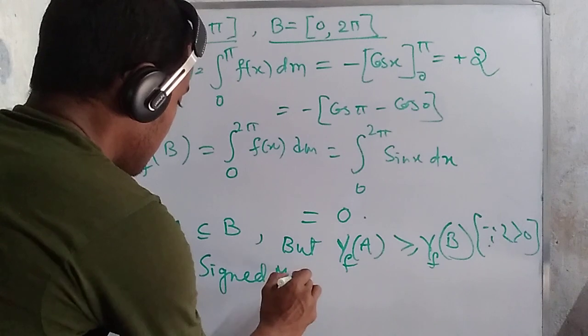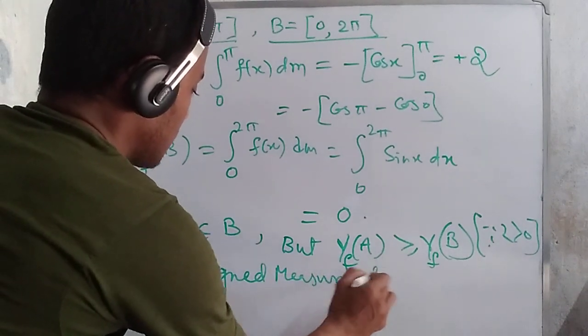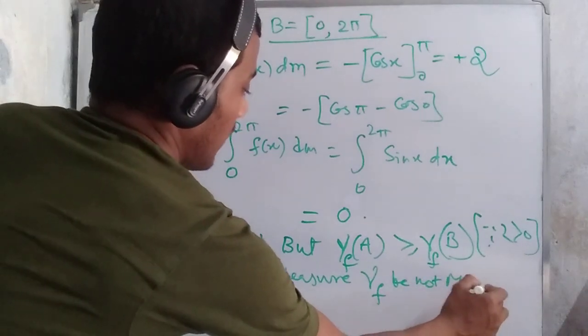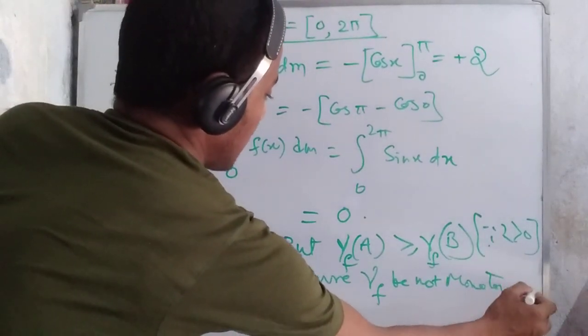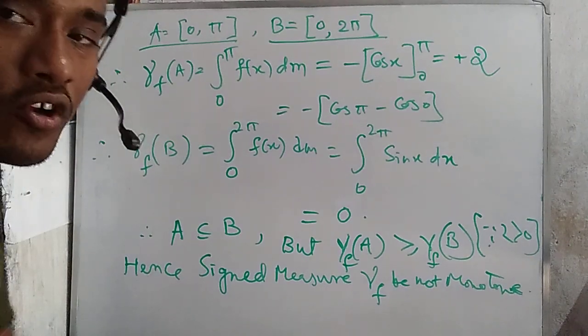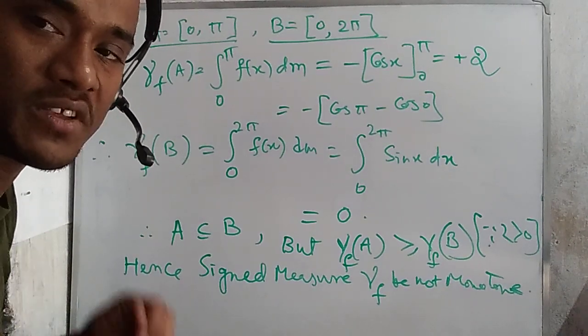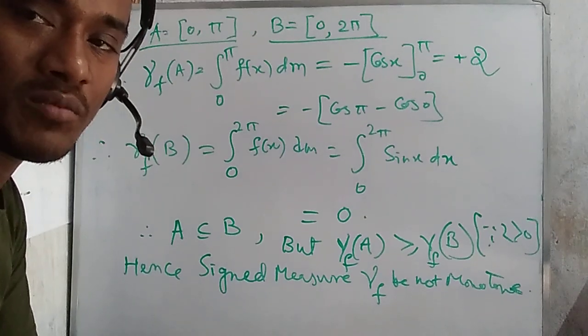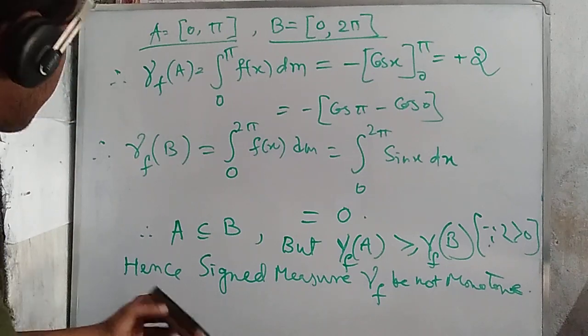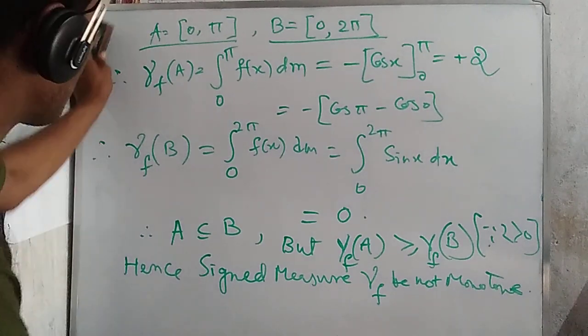Hence, the signed measure gamma f is not monotone. We also see that monotonicity of signed measure does not occur. That means signed measure does not satisfy the monotonicity property. Okay, I understand that, not a problem at all.